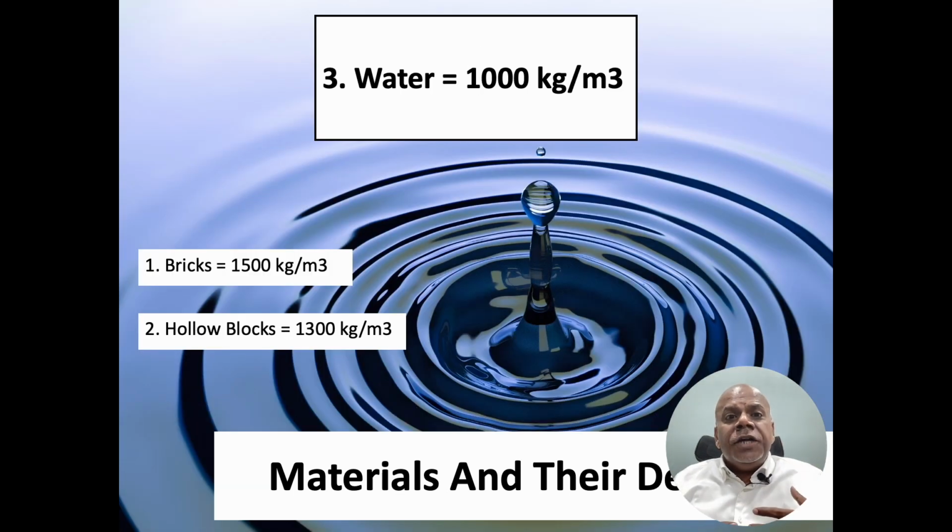We come to water. You can see that water is lighter than bricks and hollow blocks. You can see the densities on the side, so that if you forget, water is 1000, bricks is 1500 and hollow blocks is 1300. So we have reached up to water, right? Our 1 liter mineral water, the weight of that is 1 kg per liter, or 1000 kgs per meter cube.